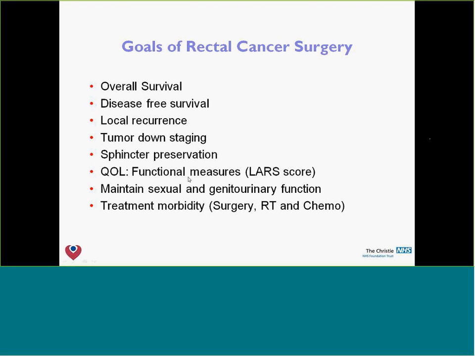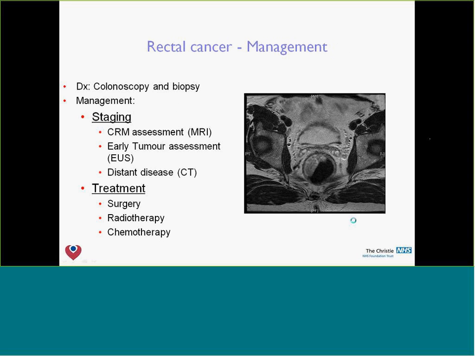And then the quality of life issues, like those measured using the low anterior resection syndrome score. Also to look at the sexual and genitourinary function and treatment morbidities. Like any treatment, it comes with complications, so we need to look at those as well. These are the goals in rectal cancer surgery or any sort of surgery. These would be the standard goals we would be looking for.